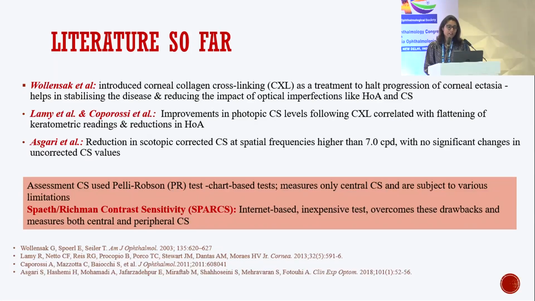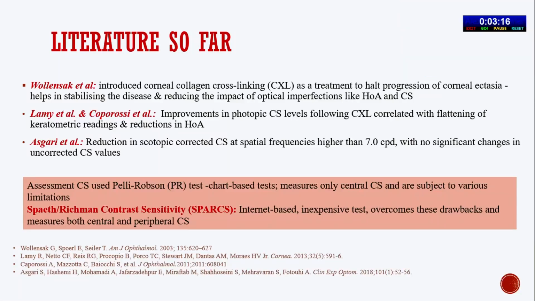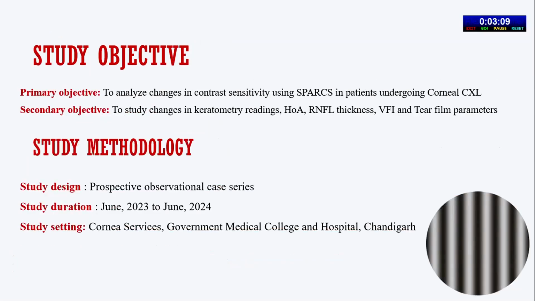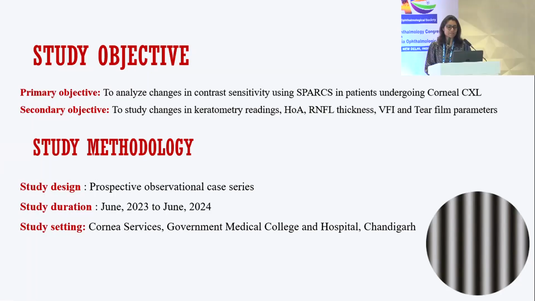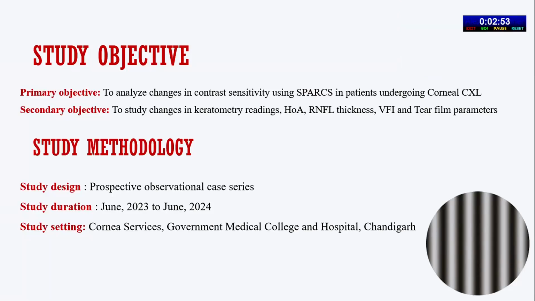So in order to overcome this limitation, we thought of going ahead and doing contrast sensitivity using the Sparks test, which is the Spaeth-Richmond contrast sensitivity test, which is an internet-based test, and it does not just evaluate the central contrast sensitivity, but also evaluates the peripheral contrast sensitivity. So the primary objective of the study was to analyze the change in contrast sensitivity using Sparks in patients undergoing collagen cross-linking. Along with that, also to see changes in keratometry, aberrations, retinal nerve fiber layer thickness, VFI, and the tear film parameters. It was a prospective observational case series done at GMCH Chandigarh.